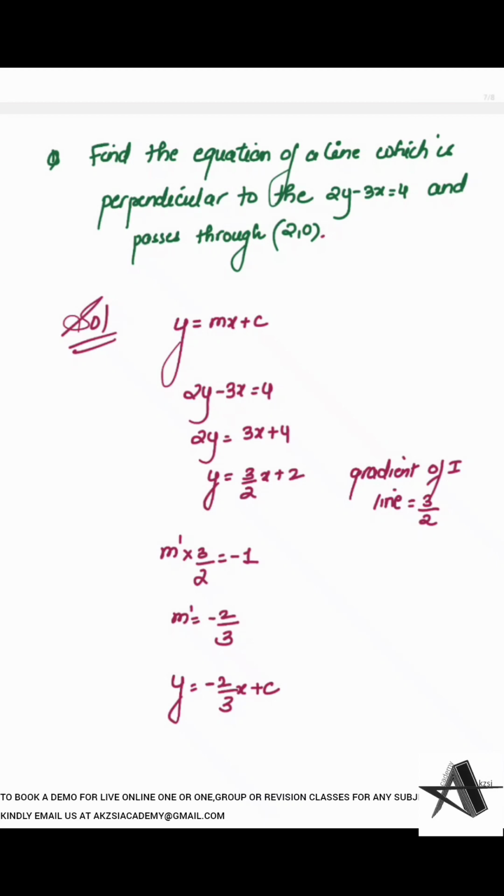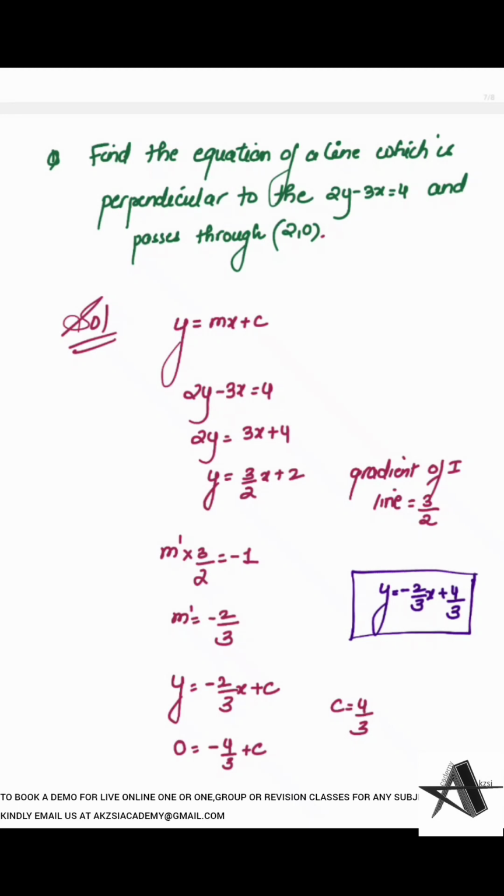We only need to calculate c. For that we have this point, because this point lies on the line that we are finding. So y will be 0 and x is 2. So 0 equals -4 over 3 plus c, and c is finally 4 over 3. So the final equation of the line is y equals -2 over 3 x plus 4 over 3. Let me see the next question.